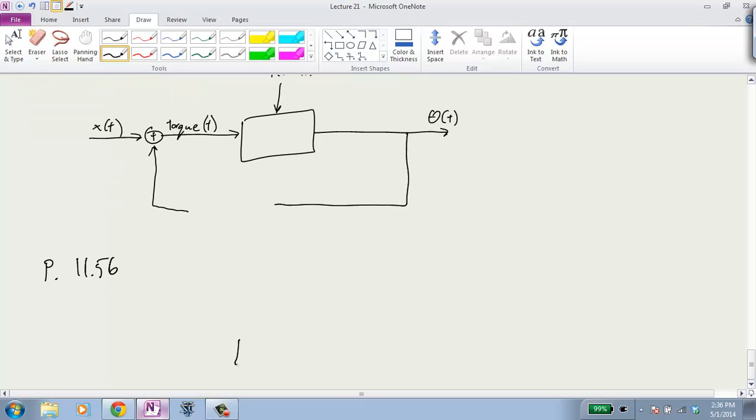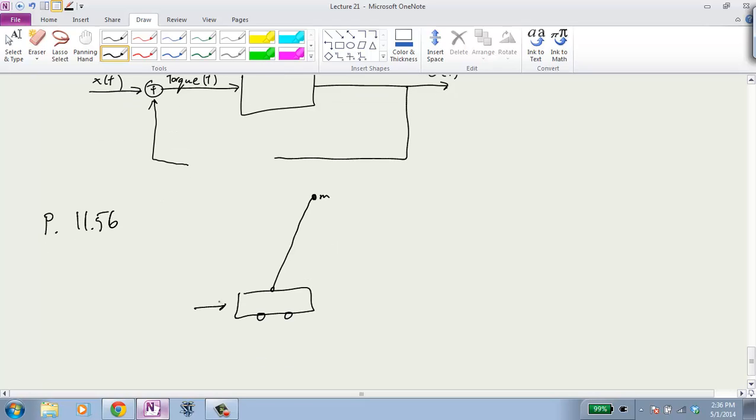And you imagine that you have, in that problem, a cart, and you have a pendulum resting on the cart. You have some mass at the top of the pendulum. And you can control the acceleration of the cart, a of t. And, of course, you get the same angle measurement that we get here, theta of t.